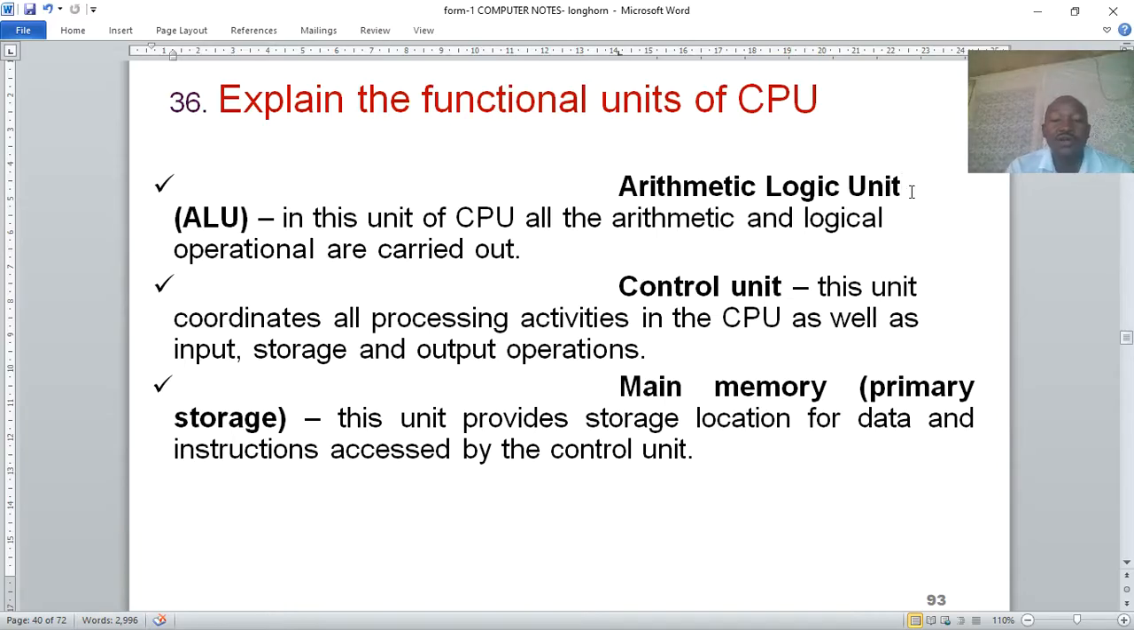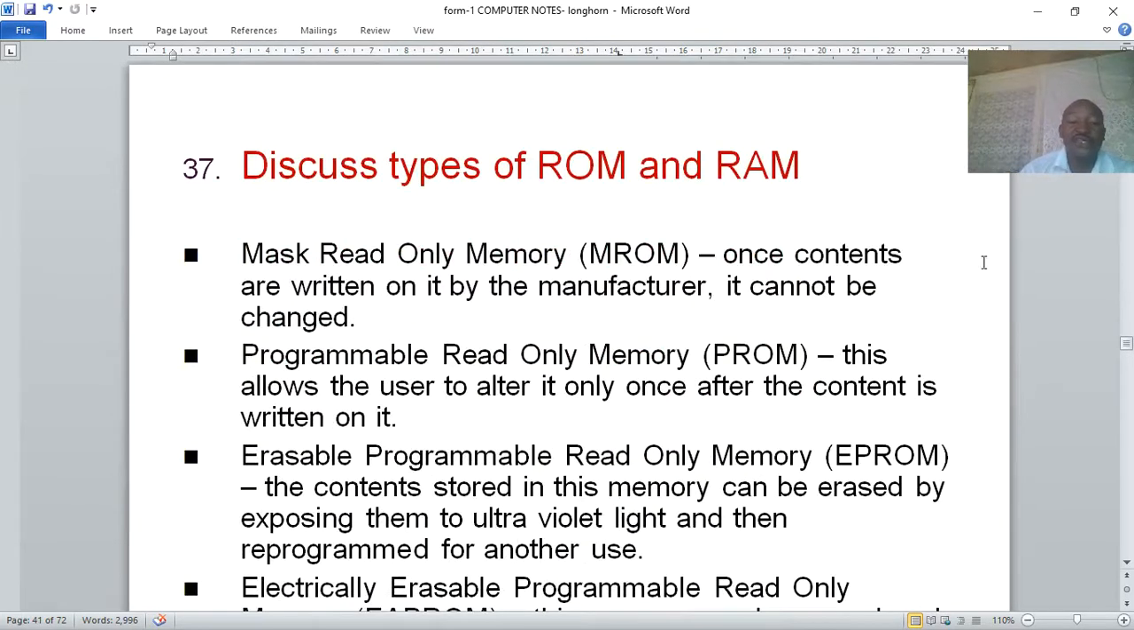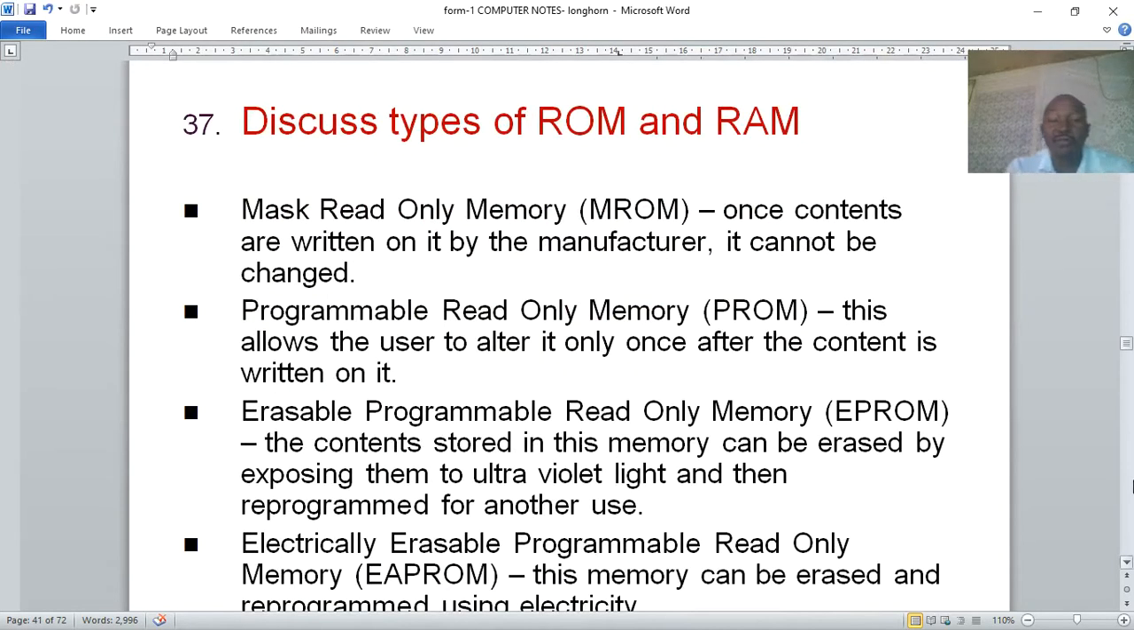Control unit coordinates all the processing activities of the CPU, while the main memory is now where the data is temporarily stored. Then we have discussed the types of ROM, that is read-only memory, and random access memory. So when you talk about read-only memory, this is the memory that is actually permanent or semi-permanent, whereas RAM is actually temporary, depends on power, and we say it's volatile. That is, it depends on power. When power goes off, the contents go off with power.